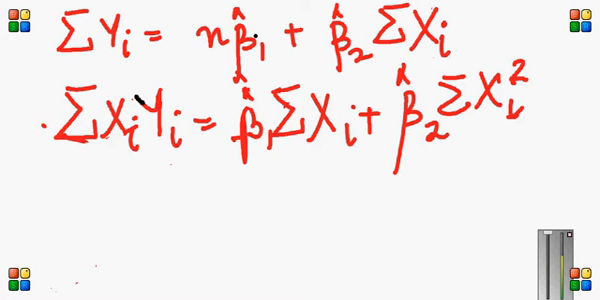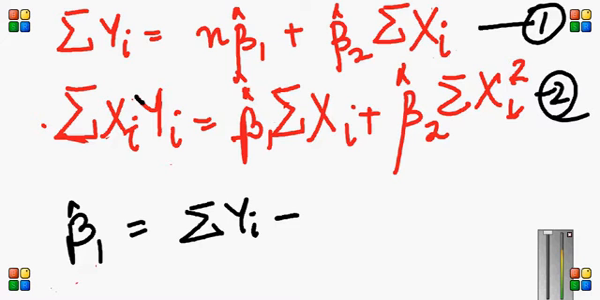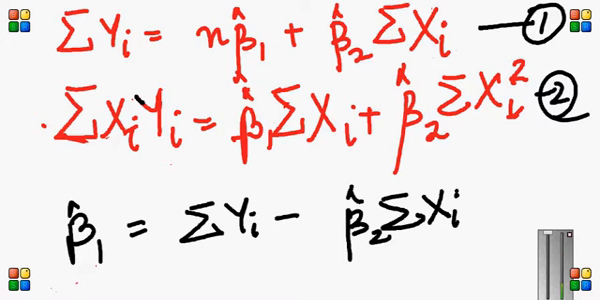Okay, so in the last video we had derived these two equations. Now we have to solve the two equations simultaneously. So taking the first equation, I get beta 1 hat is equal to summation yi minus beta 2 hat summation xi, upon n.